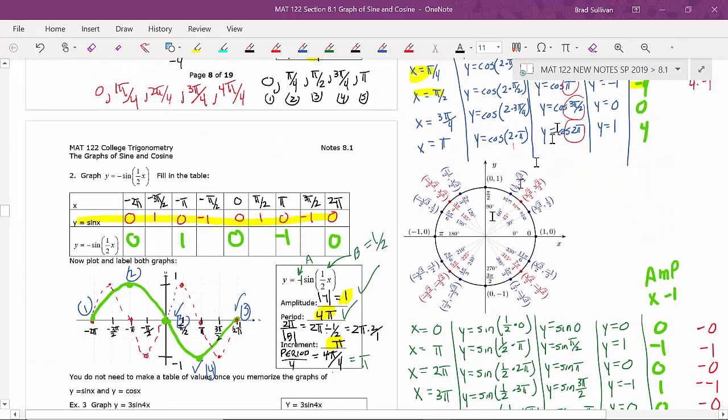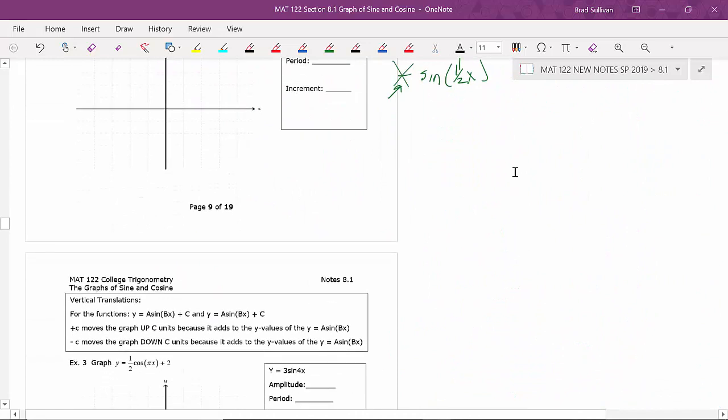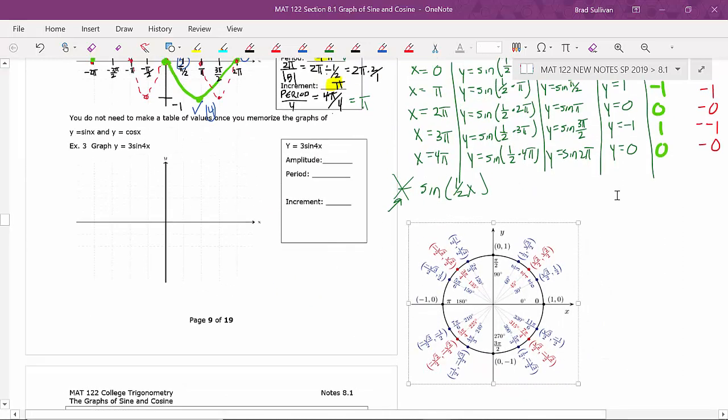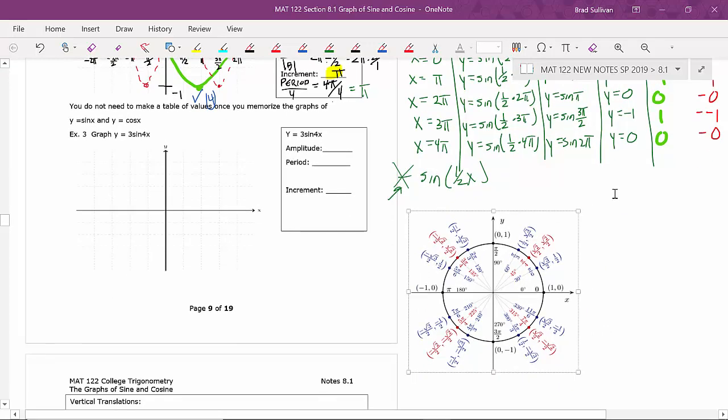Okay, so with this example we're going to do it with no table. We're going to get away from tables. Tables are a good way to learn, but ultimately you can get away from them. So we're going to graph this thing, and I'm going to show you how to do this in 2 stages. The first thing we're going to do is find the amplitude. So the amplitude, of course, is 3.